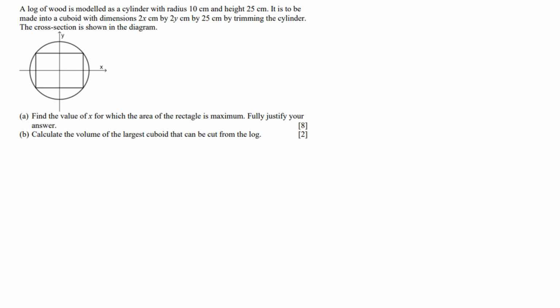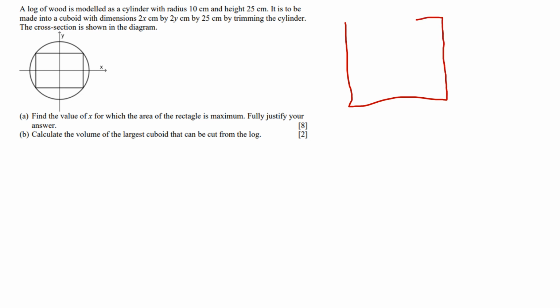You can ignore the 25 height because you want the cuboid to be 25. So really all we're interested in when we read the bottom is to find the value of x for which the area of the rectangle is maximum. So we really can ignore the height. We just want to use as much of that circle as we can, which to me screams a square, but we've got to fully justify why we'd want a square. So when you've got your rectangle, that will probably become a square, but anyway.